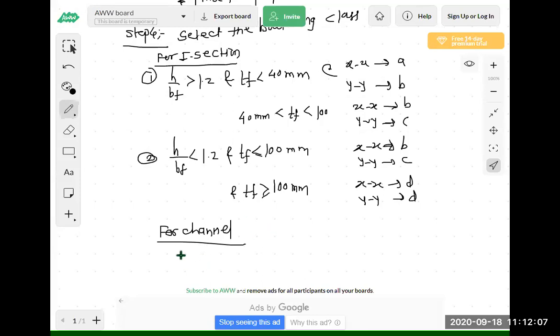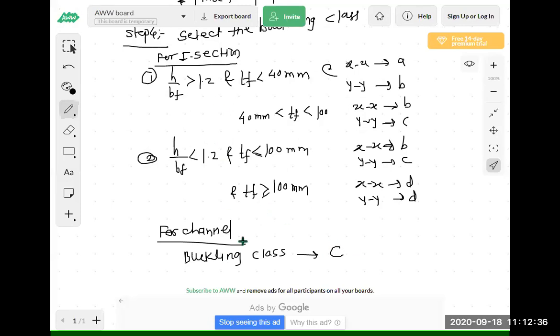For channel section, page number 44, they have given directly. Always for channel section, buckling class is C. Need not to calculate here. You need not calculate buckling class for channel. Only for I section, we have to calculate buckling class in this way. So for channel section, angle section, directly we have to select buckling class C.